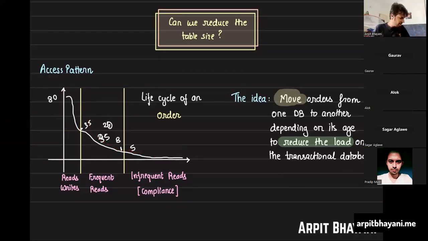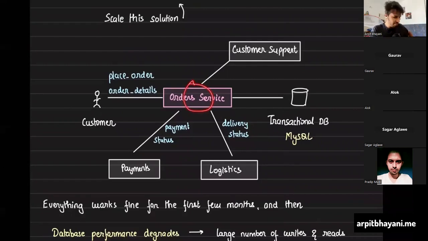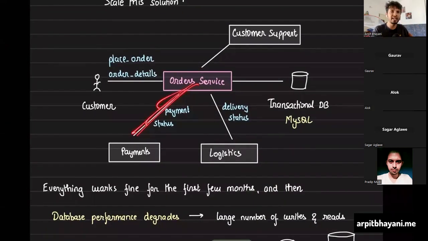Similarly for orders, when the order is very fresh, you're doing a lot of reads and writes on it. Just imagine the order is just placed. Immediately your payment service would be querying it. You might reach out to customer support to get things done. Then your logistics would be constantly querying it to know what you're delivering, how you're doing, and updating the database. So a lot of information would be read and updated when an order is newly created.